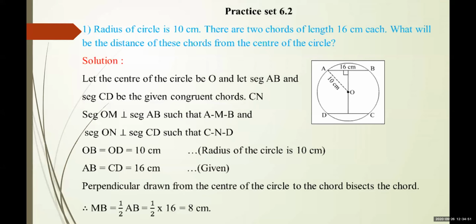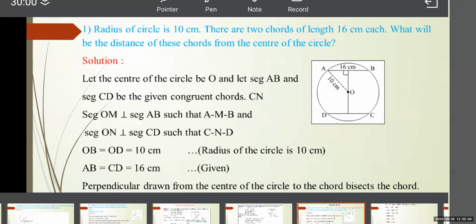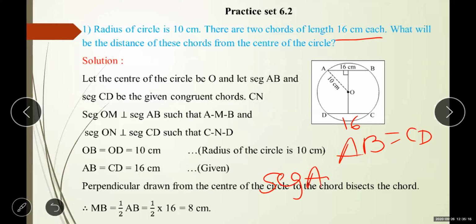That means their distance from the center is, if the chords are congruent, then they are equidistant from the center. ये हमने अभी देखा था. What they gave? Their lengths are same, 16 centimeter each. If AB is equal to CD, then we can say that segment AB is congruent to segment CD. Now these chords are congruent, then they are equidistant from the center. Means this distance is same.